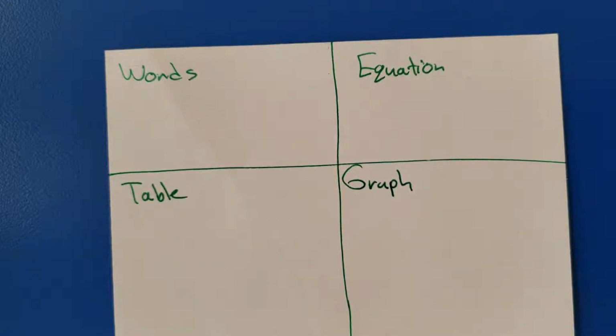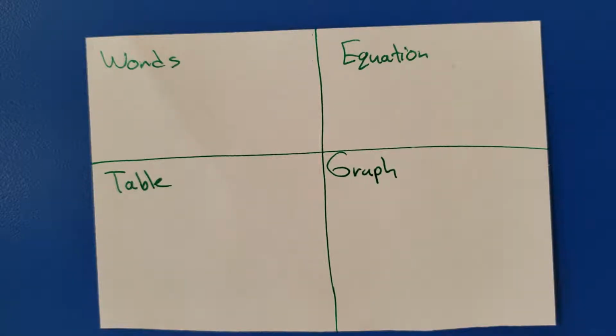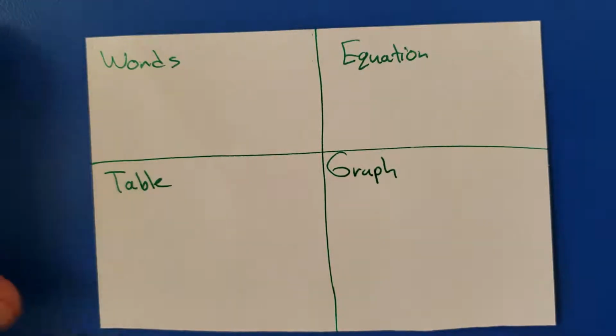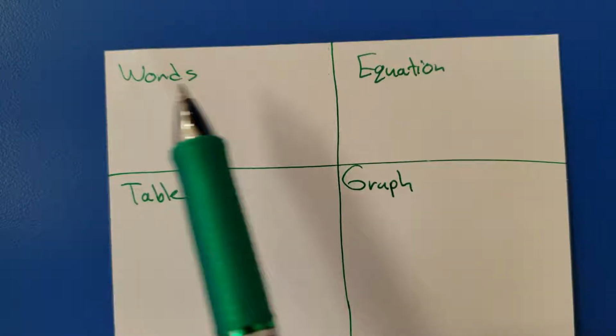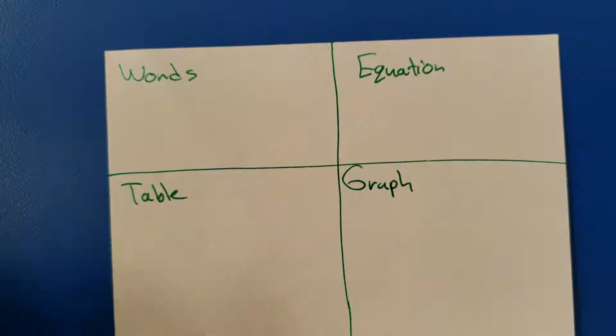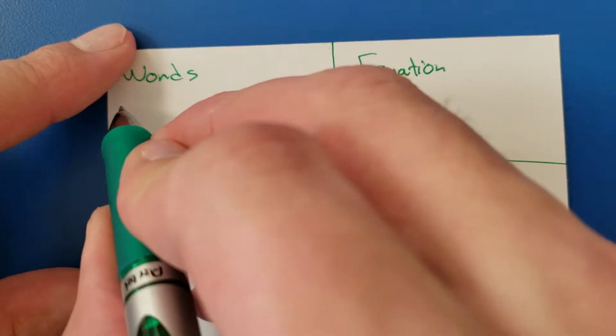All right, I'm going to be very, very simple with the rest of the notes from lesson 1-9. What we're going to do, friends, is go back and forth between all four of these items: words, equations, tables, and graphs. So here's the words.